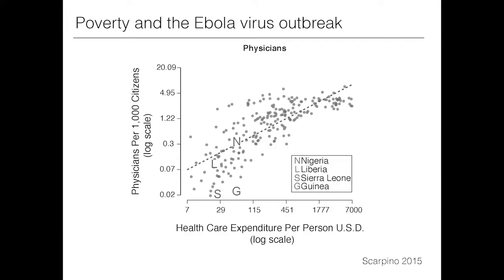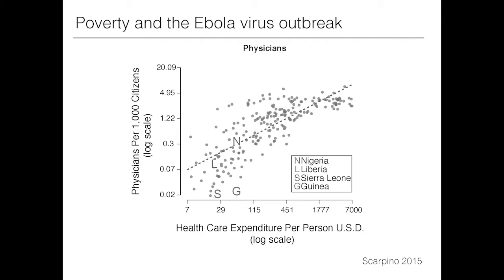Liberia, Sierra Leone, and Guinea, as I mentioned, are among the worst in the world with respect to all three metrics that I'm going to show you, but this is physicians per 1,000. They have, on average, about 1 physician per 20,000 people before the Ebola outbreak. So that works out to about 5 doctors in Santa Fe before the Ebola outbreak.